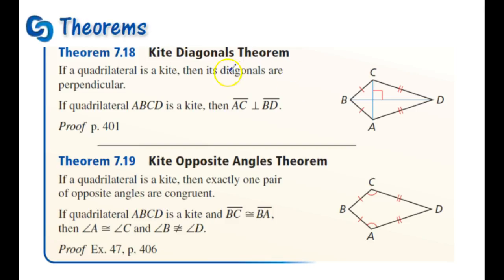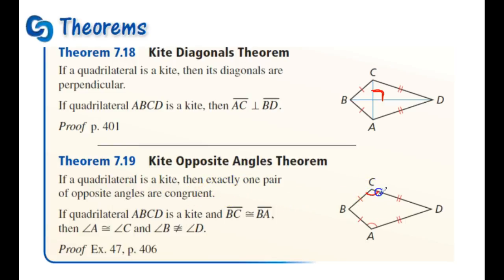Okay, so let's look at our kite diagonals theorem. So if a quadrilateral is a kite, then its diagonals are perpendicular, as denoted by this little box, right? So again, here's some information that I need to know, that this intersects at a 90-degree angle. So now my kite opposite angles theorem. So if a quadrilateral is a kite, then exactly one pair of opposite angles are congruent.